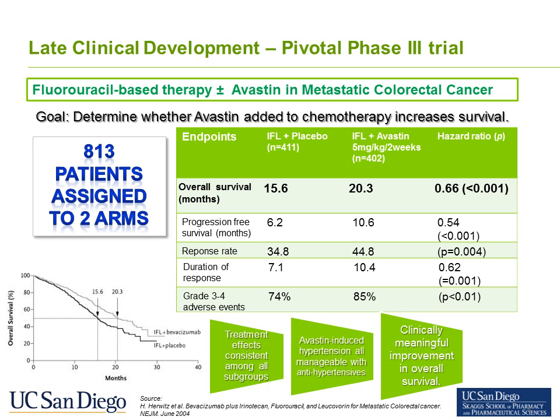The main points to take away from the study are that the treatment effects were consistent among all subgroups that they analyzed. This was stated in the article, but no data was shown to support this. The Avastin-induced hypertension, which caused some of the adverse events, was all manageable with antihypertensive therapy. And the main point was that a clinically meaningful improvement in overall survival could be achieved.